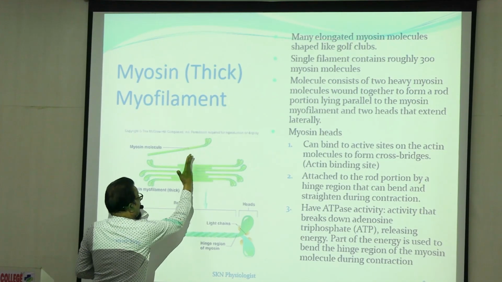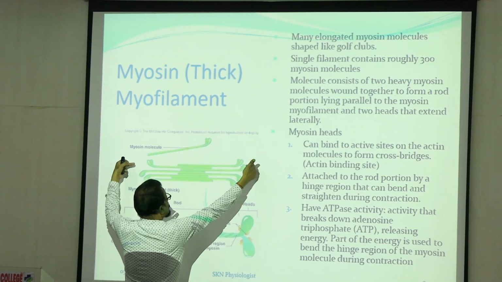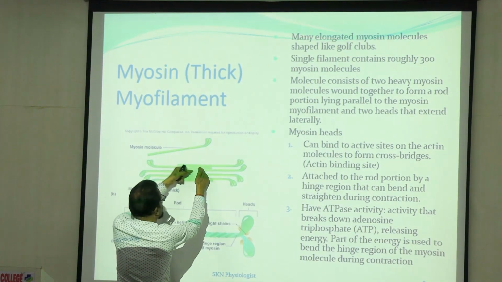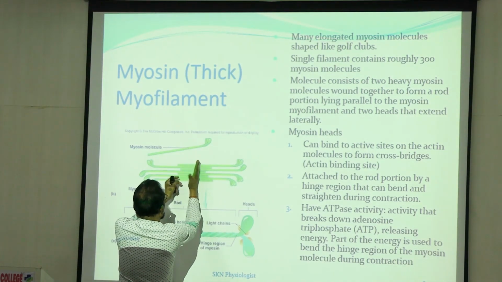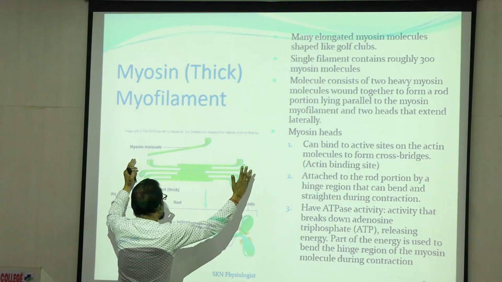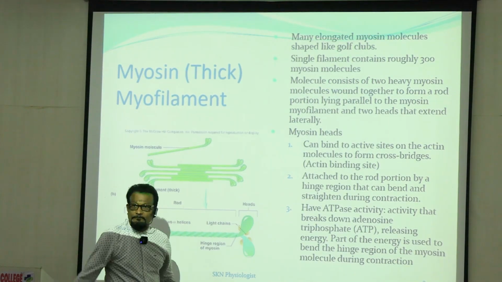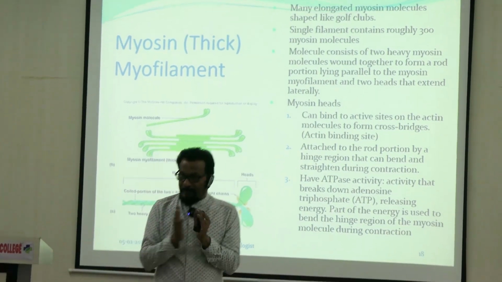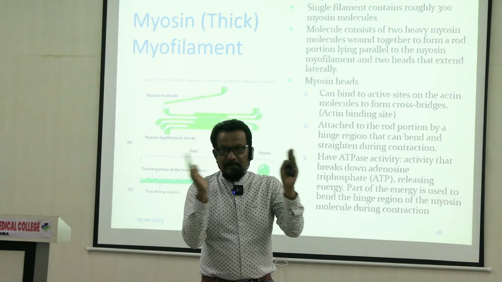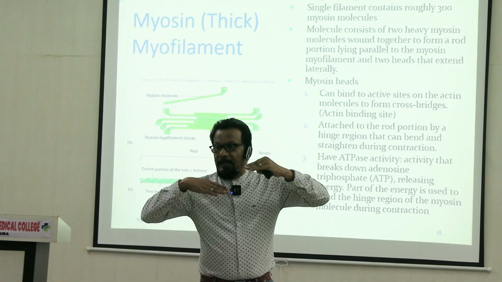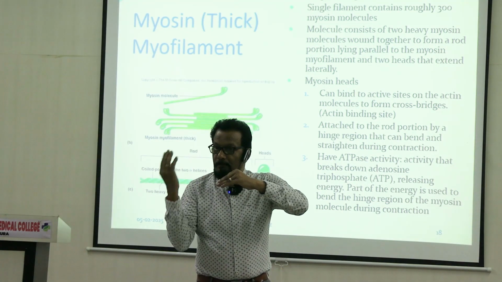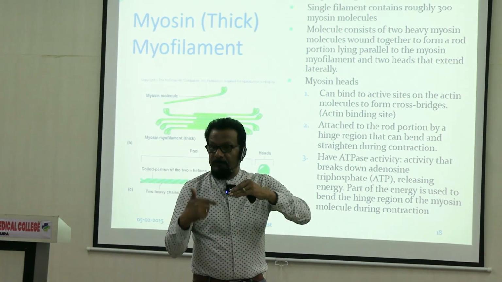Here you will find the M line. In the M line, the myosins are from both sides. The myosin filaments are attached here. During muscle contraction, they will not shorten. Actin will also not shorten. Only there will be sliding. These filaments are not shortened; they only slide. That is explained by what theory? The sliding filament theory.